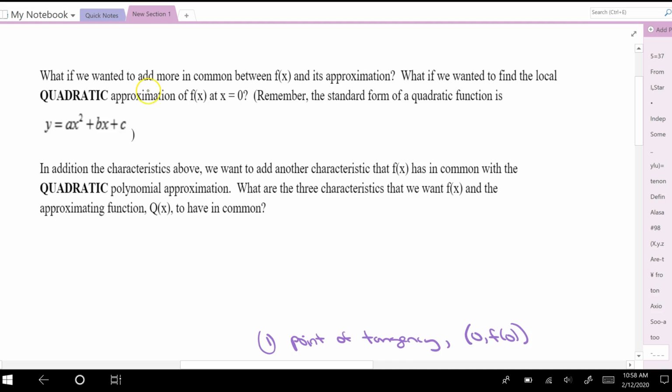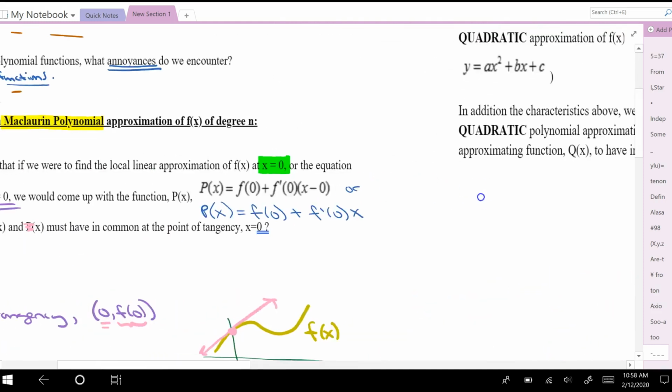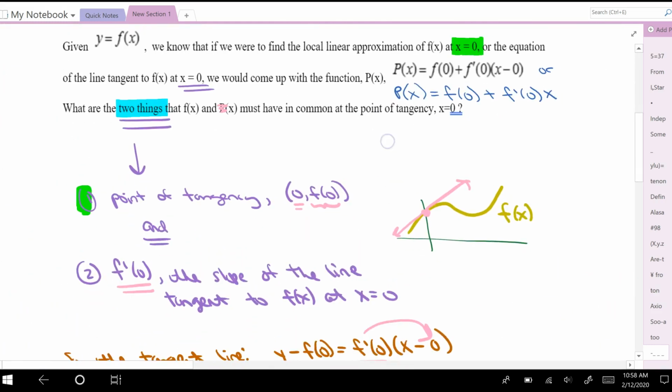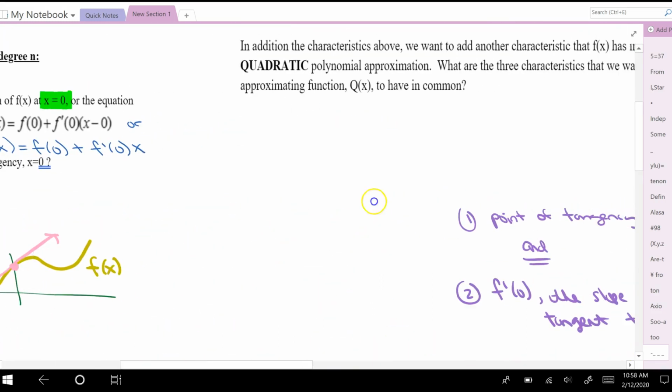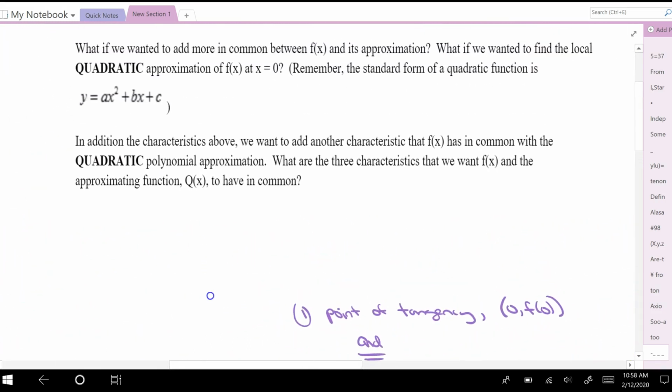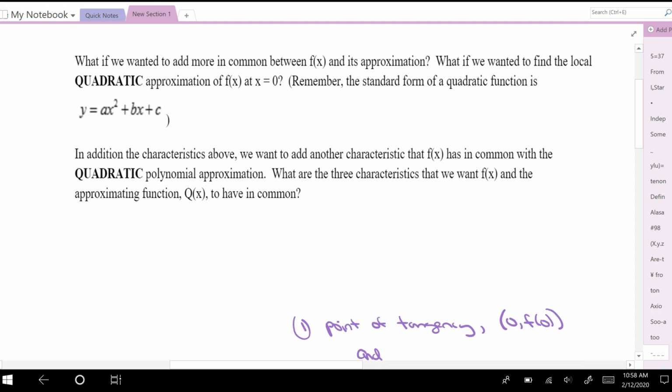What if we wanted to have more in common between f of x and its approximation? In other words, what if I wanted to have more in common than just these two criteria? What if I wanted to find not a local linear approximation, but a local quadratic or parabolic approximation of f of x at the point of tangency? And again, yes, I'm sticking with the point of tangency being x equals 0.